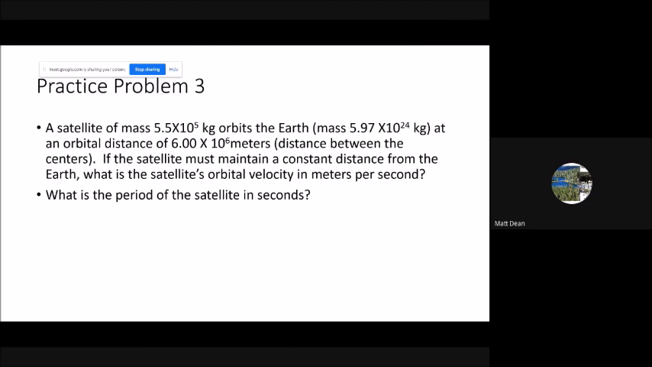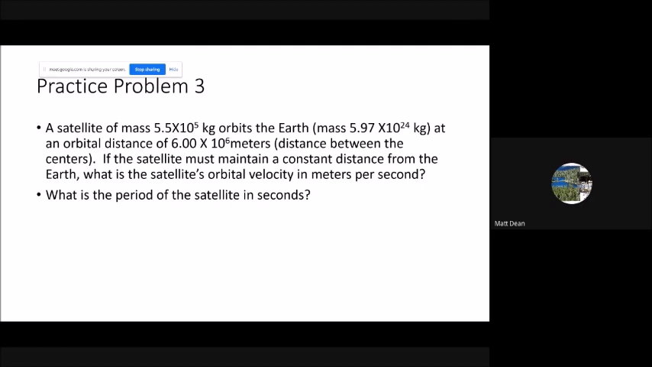All right, so here's another one. Well, so we've got a satellite orbiting the Earth. We've got the orbital distance between the two. It's the distance between their centers, so that's r. If the satellite must maintain a constant distance from the Earth, what is the satellite's orbital velocity in meters per second? What is its period in seconds? So they love to ask this kind of question.